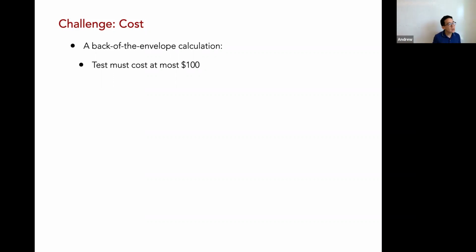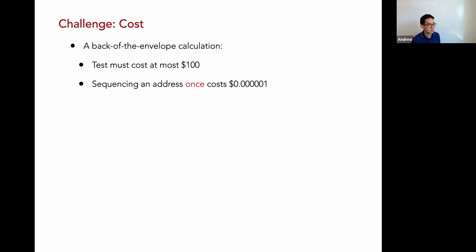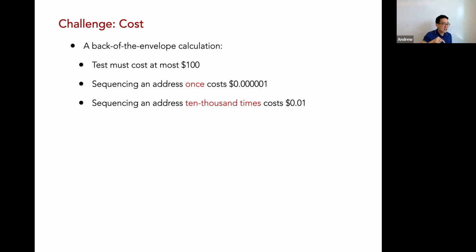If you want to sequence a single address of your DNA, I'm talking about one letter, just once, based on the data that I just gave you, that would right now cost 10 to the minus 6 dollars. That's $0.000001. Whatever, but we don't do that. What we care about is sequencing each address 10,000 times.